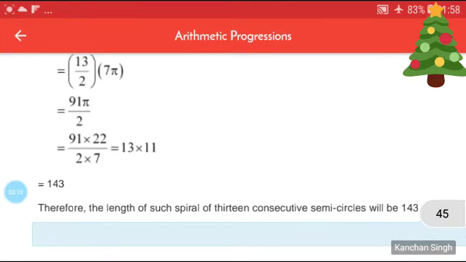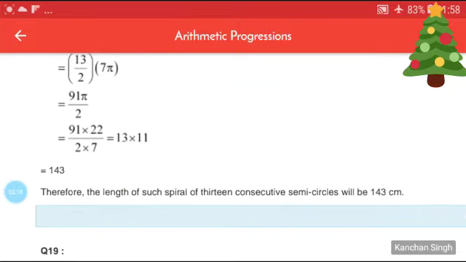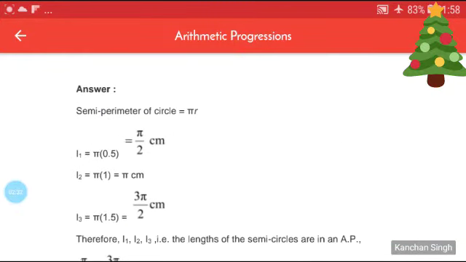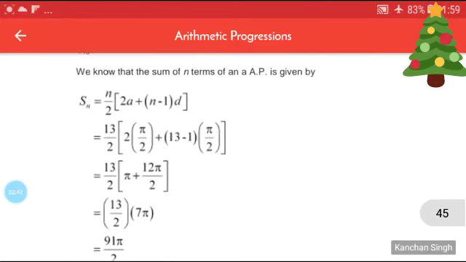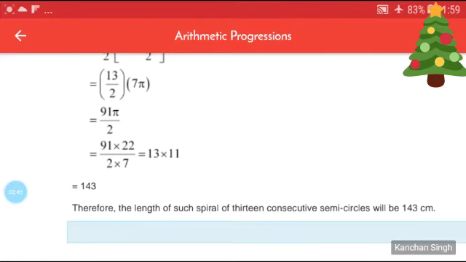Therefore the length of such a spiral of 13 consecutive semicircles will be 143 centimeters. See, read the question twice or thrice and then try to solve. Do you find it easy now? Just see, nothing is there. We know the semi-perimeter of the circle. After that, the radii are given, so we have a and d, and if we have a and d, we can find Sn, and we have to find S13. So let us put all the values and calculate it.